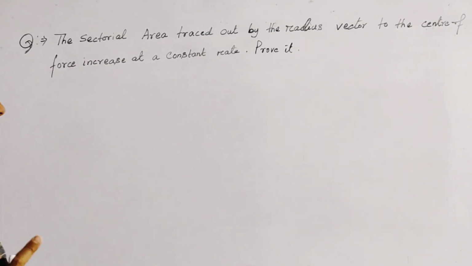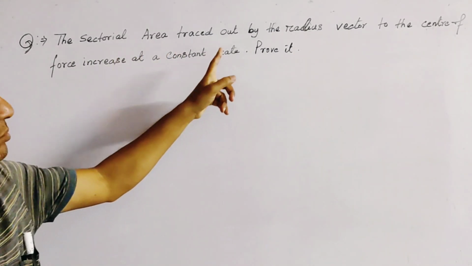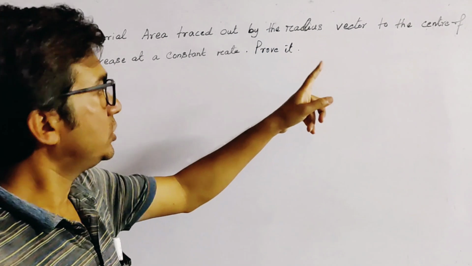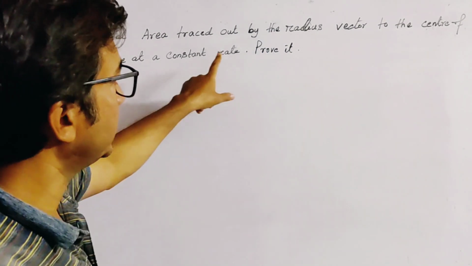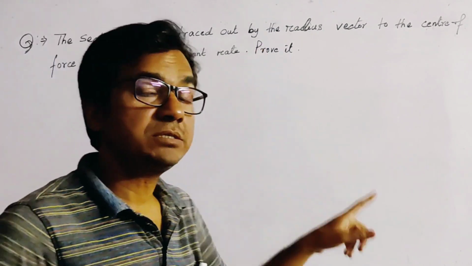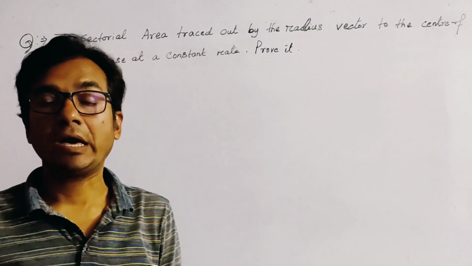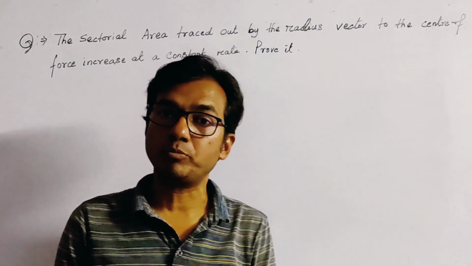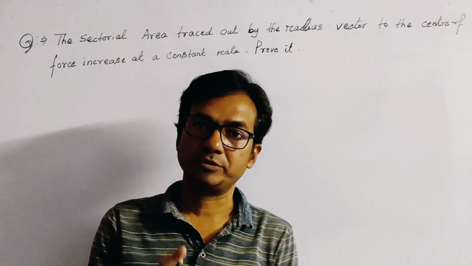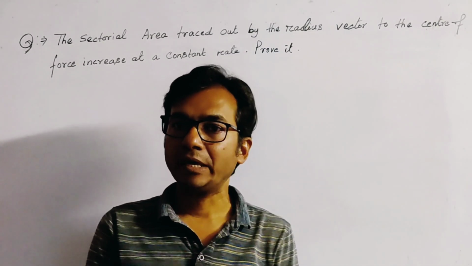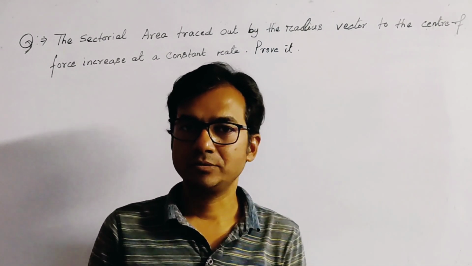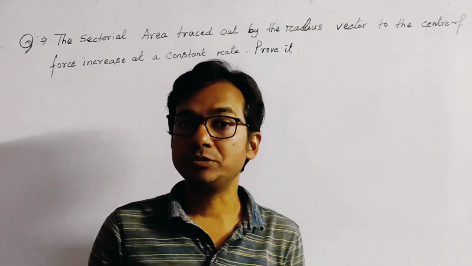The sectorial area traced out by the radius vector to the center of force increases at a constant rate. This is a very common and important problem of central orbit, and we are going to prove this problem in this class. Okay, what is the answer of this problem?